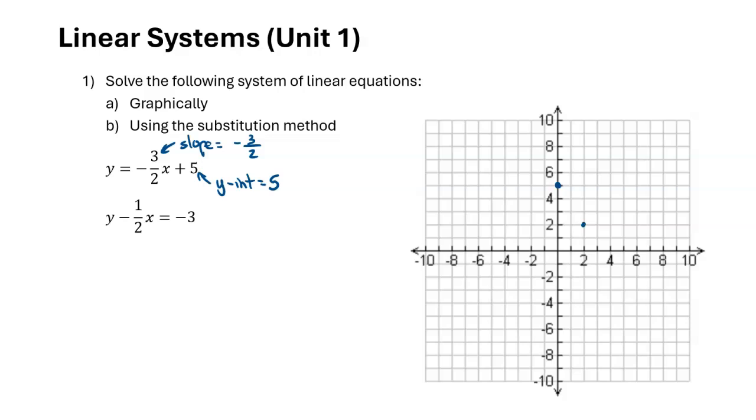To graph that, we start with the y-intercept, so we go to 0, 5, and then we go down 3 and to the right 2, down because it's -3. We continue that pattern, draw the line through those points, and we label that with the equation.